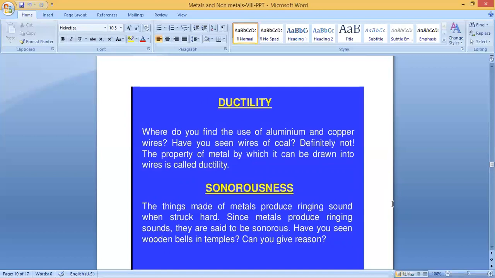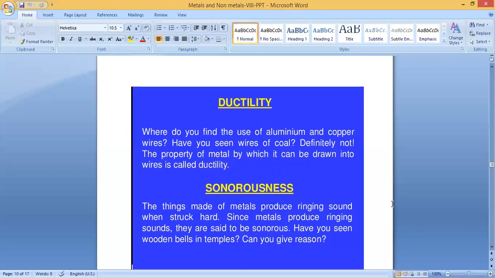The next property of metal is sonorousness. What is meant by sonorousness? Things made of metals produce a ringing sound when struck hard. Since metals produce ringing sounds, they are said to be sonorous. Have you seen wooden bells in temples? Can you give the reason? Yes, because wooden bells will not give sound, so we cannot use them.